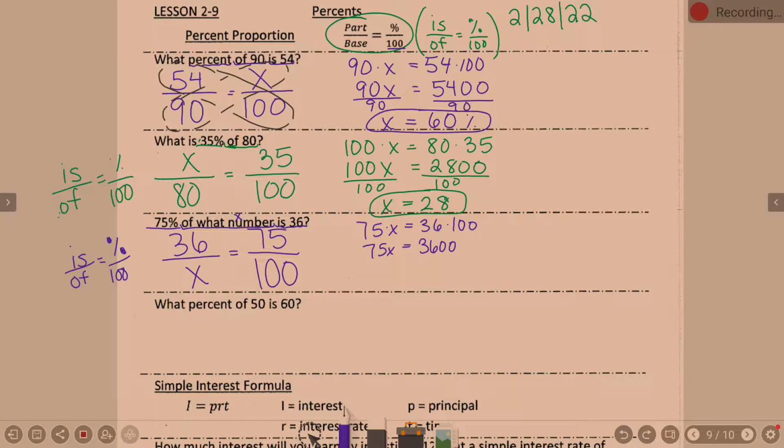If it's 75 times x, divide by 75. X equals what is it? 48. 48, she says? I haven't checked. Is she right? Yes. Do I label that 48%? Nope, because it isn't asking. It doesn't say what percent. It says what number. 48 is a number.